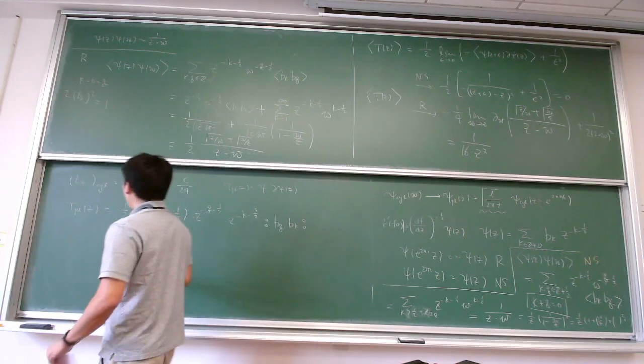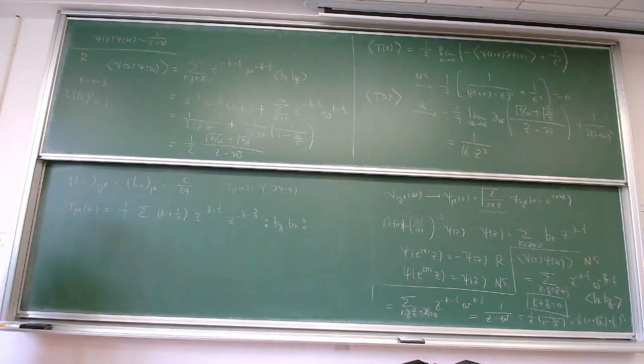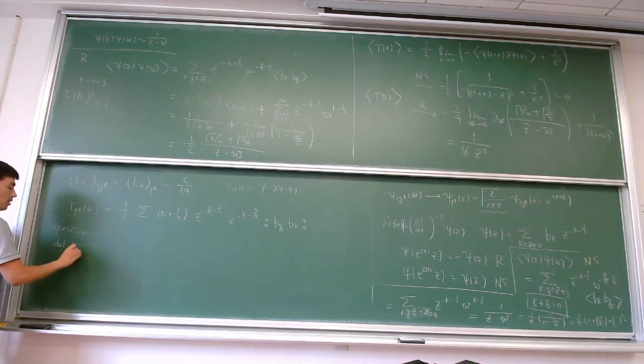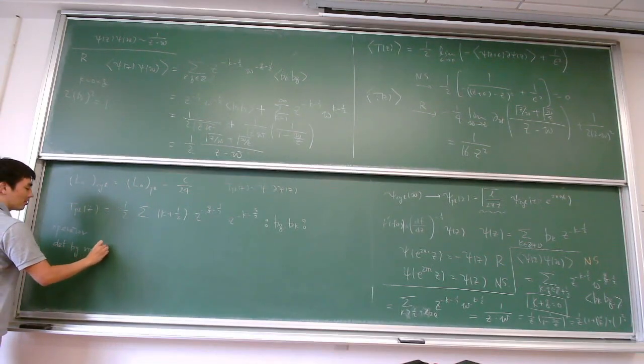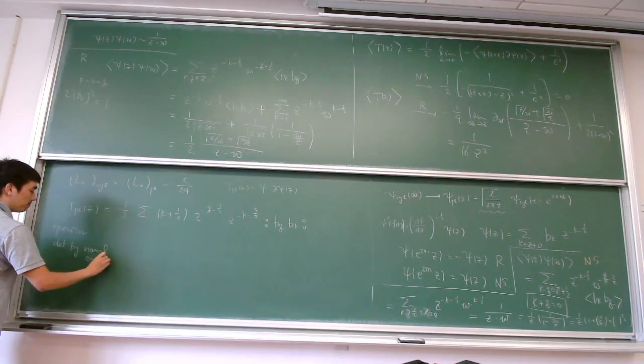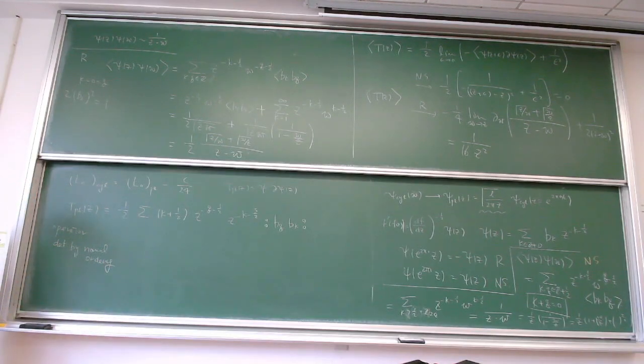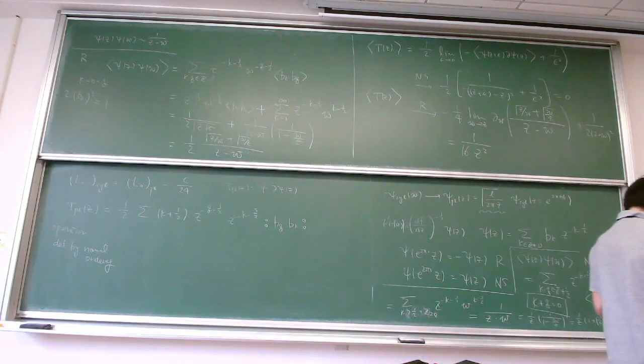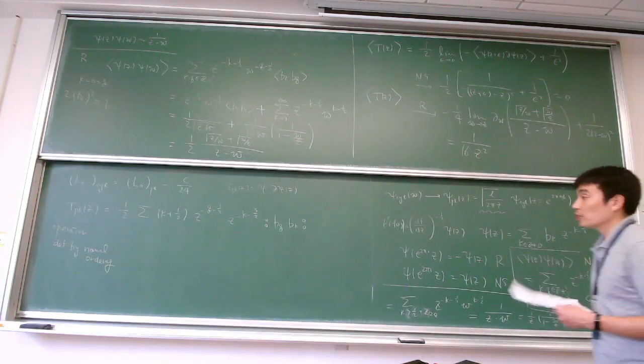Okay, so you have to always impose normal ordering once you define the operator. So the operator is defined by normal ordering. Then again, we apply the same conformal transformation as before.